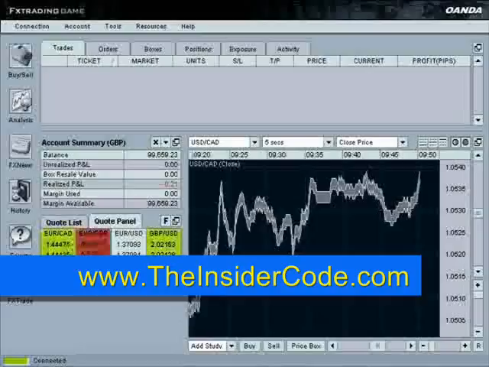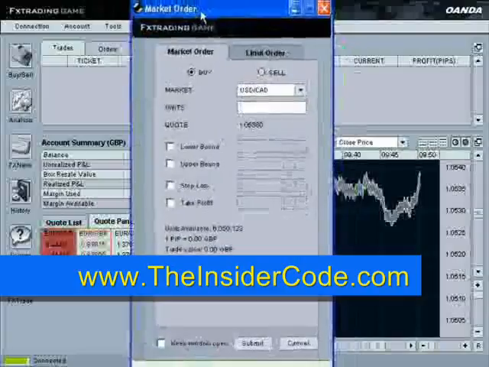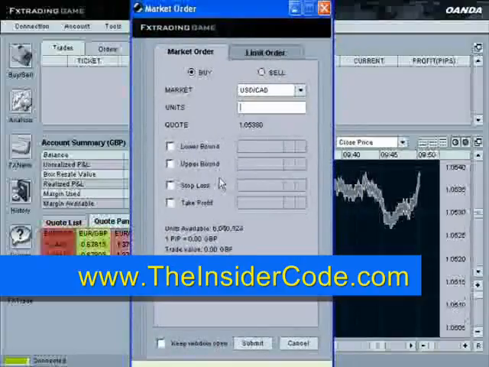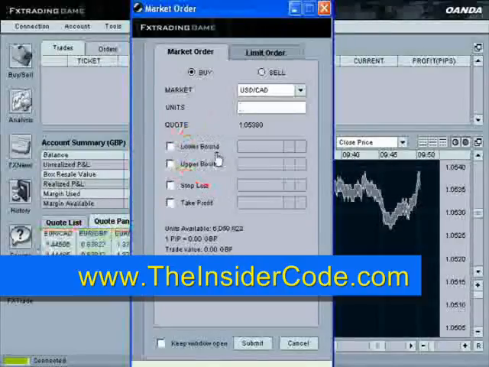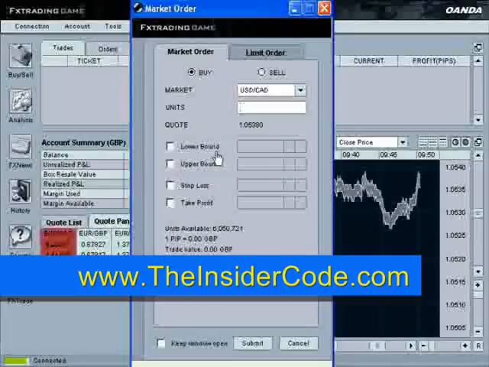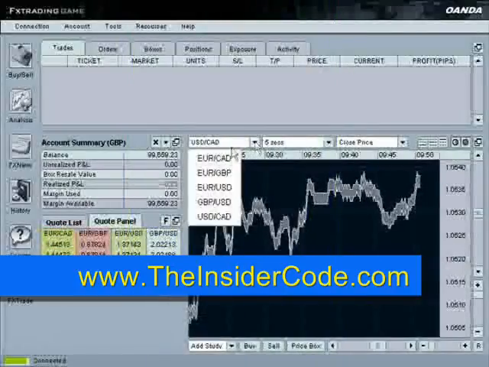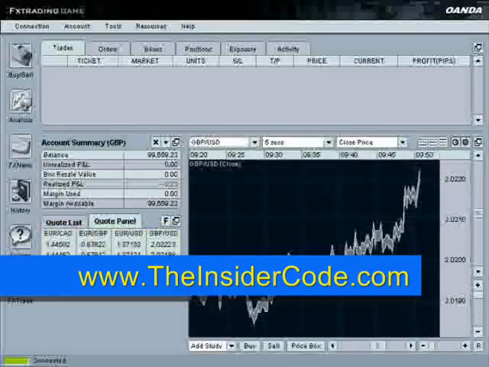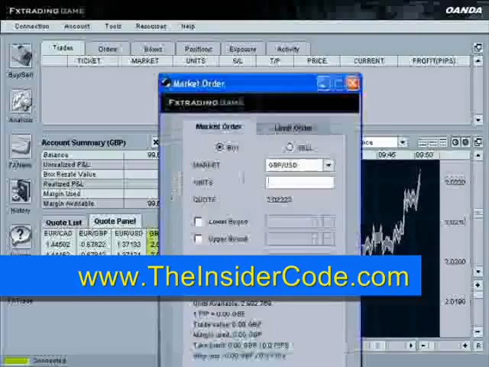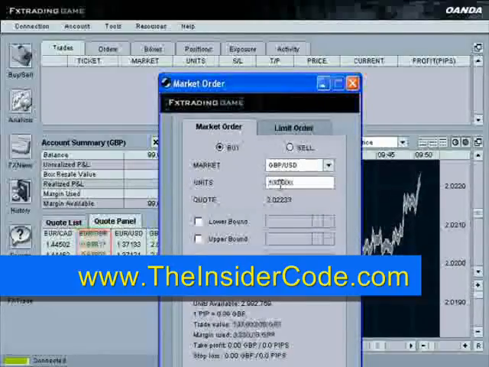So if I wanted to buy, I would just simply click this button here, and now my order ticket comes up. I'm going through all of this to explain the upper and lower bound. Here's the lower bound, here's the upper bound. Let's say there was fast-moving price action going on, and I wanted to buy. In fact, there's a lot going on with the pound right now. You can see that it's starting to spike up. So let's say I wanted to trade the pound. We'll go ahead and buy, and I'm going to do it at the market, and the units I'm going to set to 100,000.